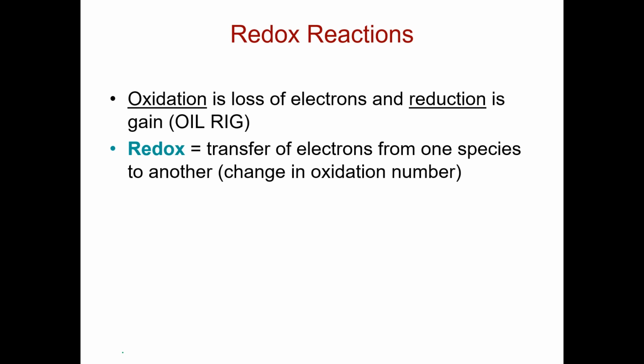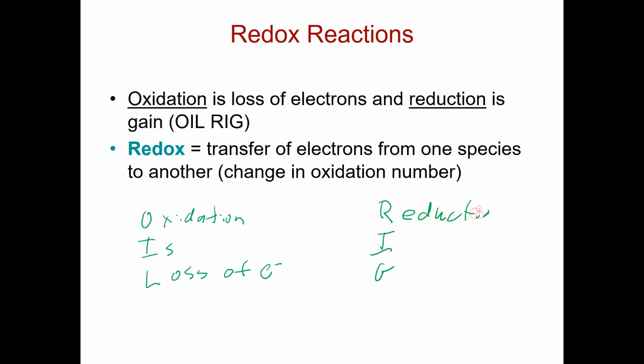So if you look on mnemonics, one of them you can use is OIL RIG, which is written here. So OIL RIG stands for oxidation is loss of electrons, and RIG tells us that reduction is gain of electrons. So if you look on mnemonics, that's a way that you can use to help you remember that oxidation is loss of electrons and reduction is gain of electrons.